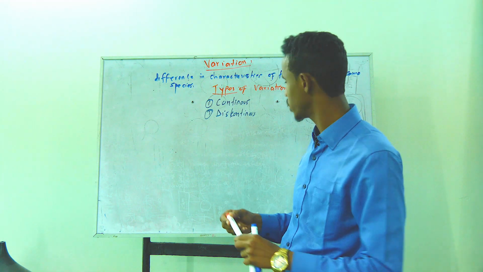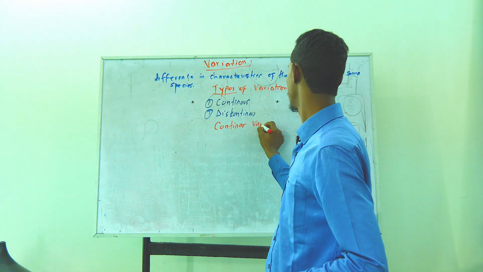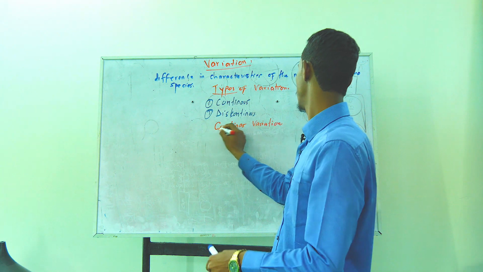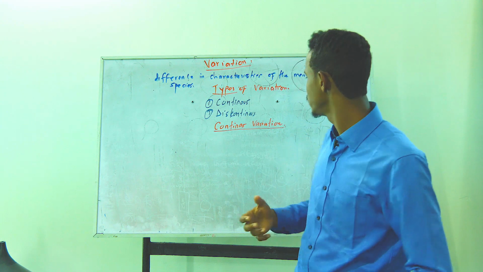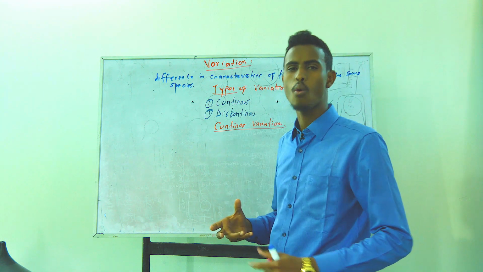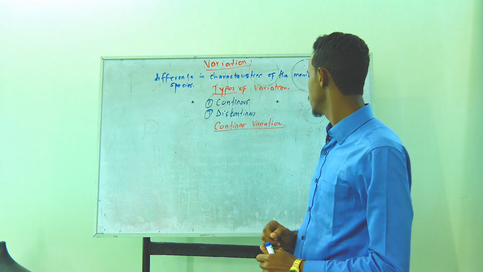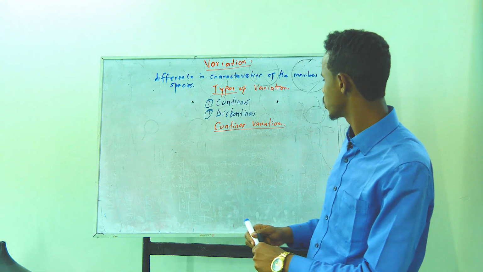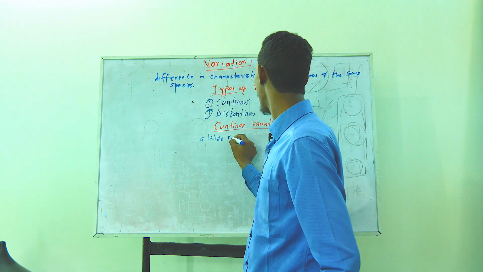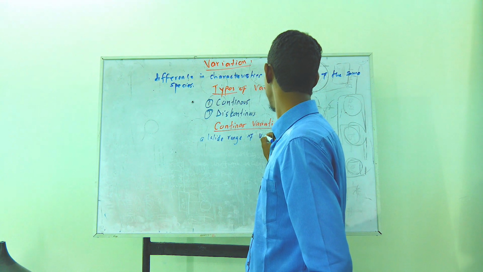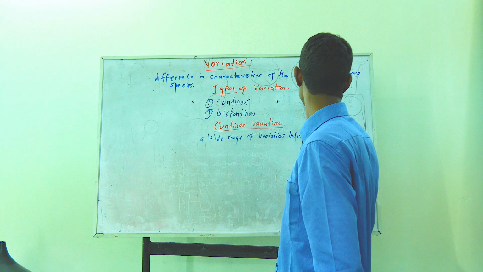What is continuous variation? Continuous variation is a type of variation in which organisms exhibit a wide range of differences with no intermediates.